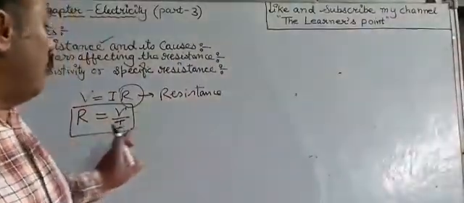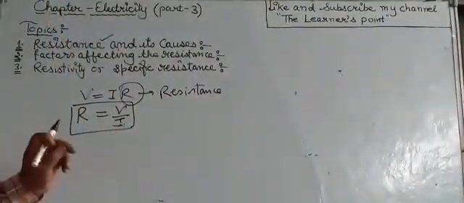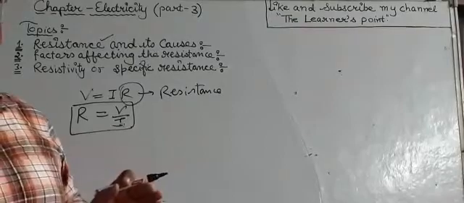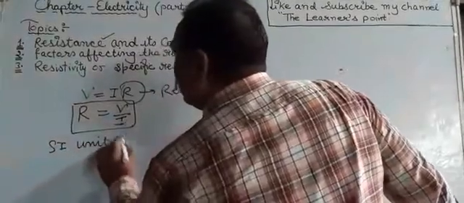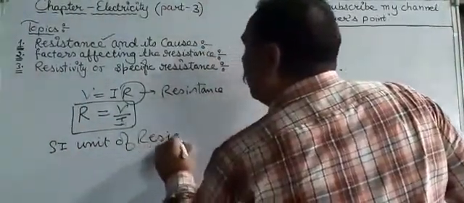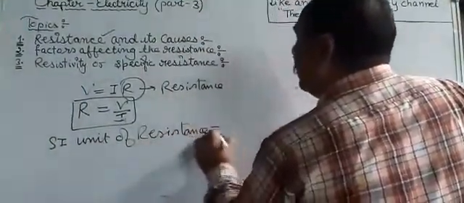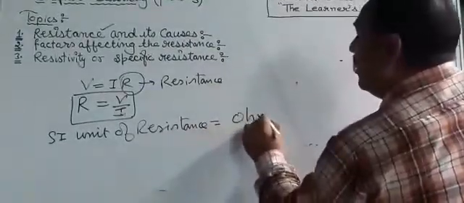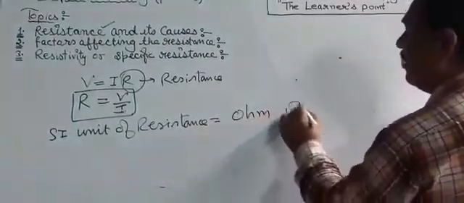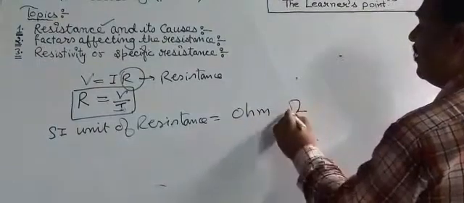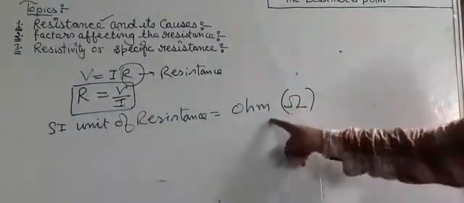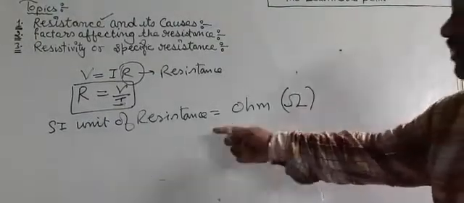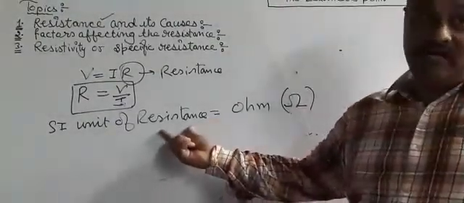So now we are going to discuss the SI unit. SI unit of resistance is ohm, and the symbol is used like this, that is ohm. So in ohm we will measure the resistance.